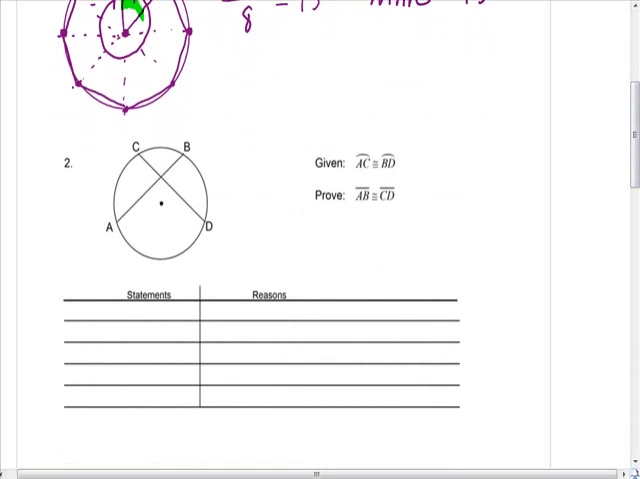So we're given that arc AC is congruent to arc BD. So let's write our given. That was easy. And we're trying to prove that chord AB and chord CD are congruent. So who could tell me the arc that chord AB intercepts? The arc that chord AB intercepts. Sammy.